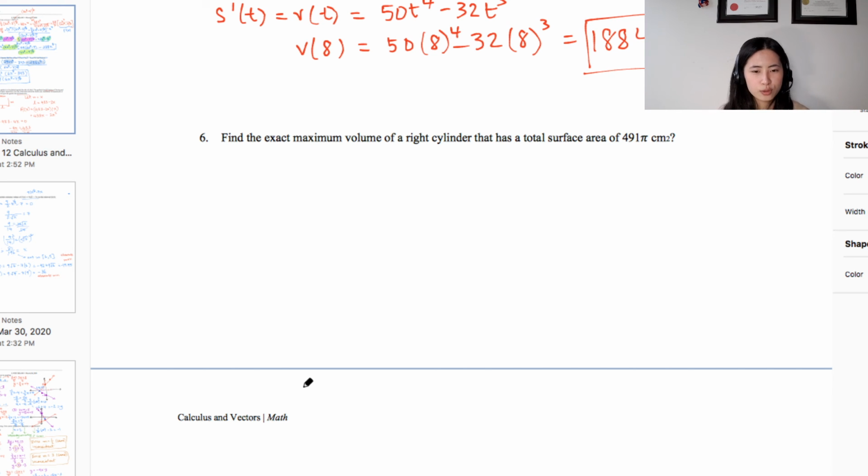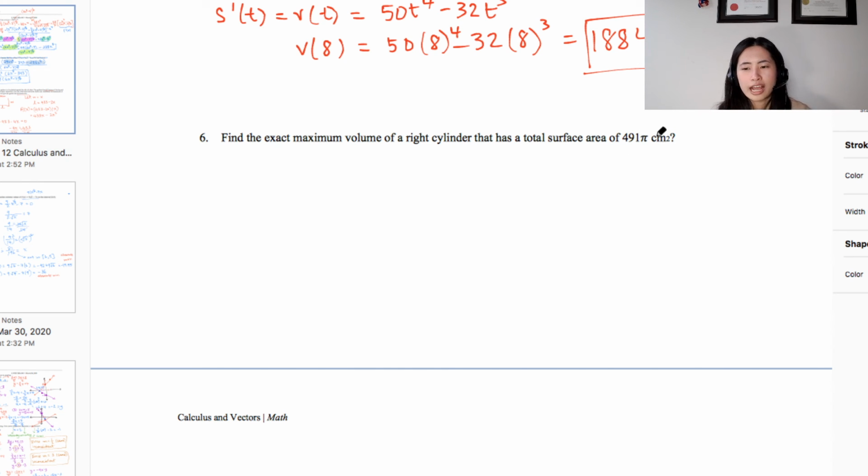So we have to find the exact maximum volume. Okay, here's the thing. Optimization screams maximum of whatever units they're asking for. So here, we've talked about maximum area, and then the other one was you need to produce this amount, right? So that's still optimization. And then here it says find the exact maximum volume of a right cylinder that has a total surface area of 491 pi, and this should be centimeter squared.